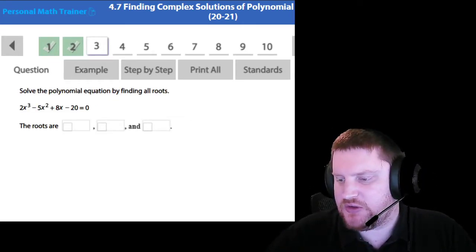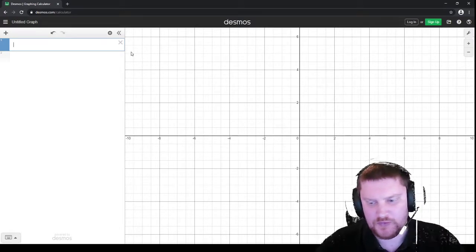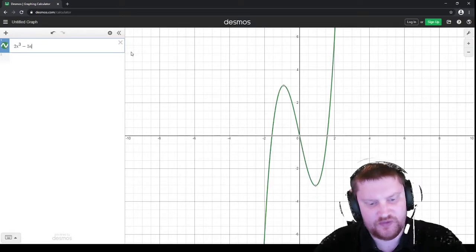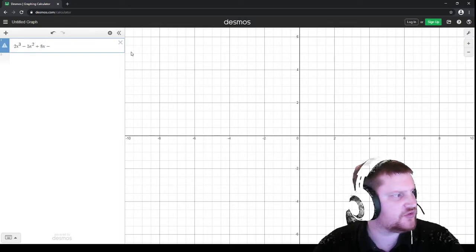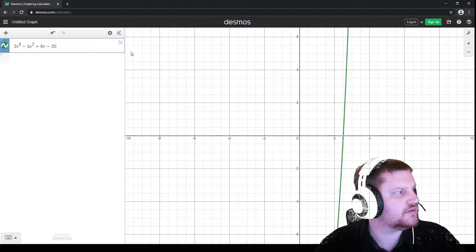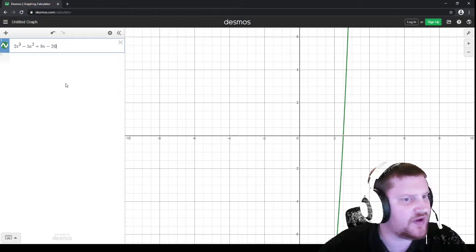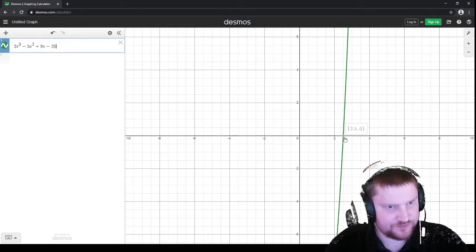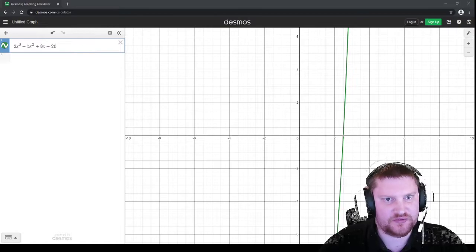Once again, same basic question, so let's graph it. x cubed minus 5x squared plus 8x minus 20. 3x cubed minus 5x squared plus 8x minus 20. So this crosses at 2.5. So that means one of my roots is 2.5.